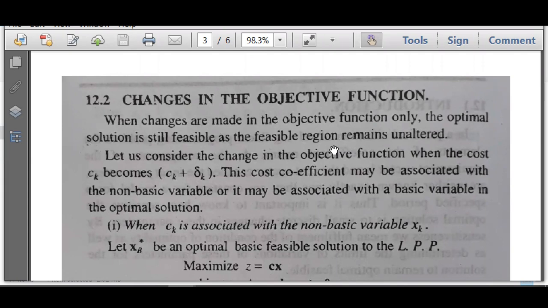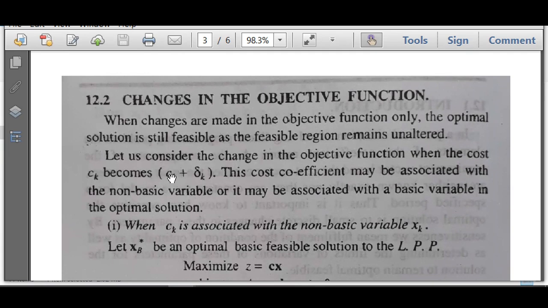Only what you are doing is altering the cost constants. The ck you are altering by ck plus del k. Under that circumstance, if the optimal solution remains as we have already calculated, then what is the range of this del k up to which this remains still the optimal solution? And obviously if you are considering it to be the optimal solution, then this is feasible also.